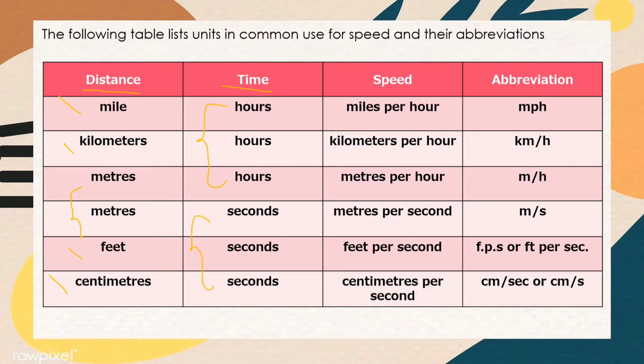When we calculate the speed using miles and hours, the unit of measure will be miles per hour, with this abbreviation. If it is kilometers and hours, we have kilometers per hour, km per h or kph. If it is meters and hours, we have meters per hour. If it is meters and seconds, we have meters per second. If we have feet and seconds, we have feet per second. And if it is centimeters and seconds, we have centimeters per second.